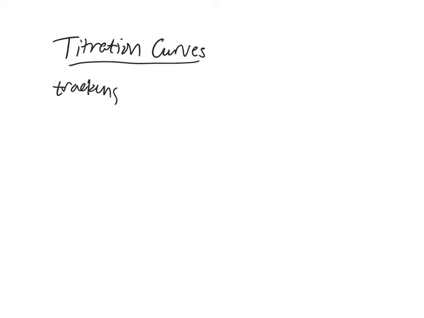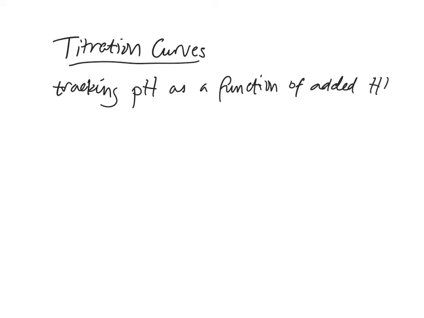We're going to talk today about titration curves. Pretty fascinating way of tracking what's happening in an acid-base titration from a graphical and kind of visual perspective. So if we're essentially tracking pH as a function of added either acid or base, what we're going to find is that we're going to see some pretty interesting changes here.